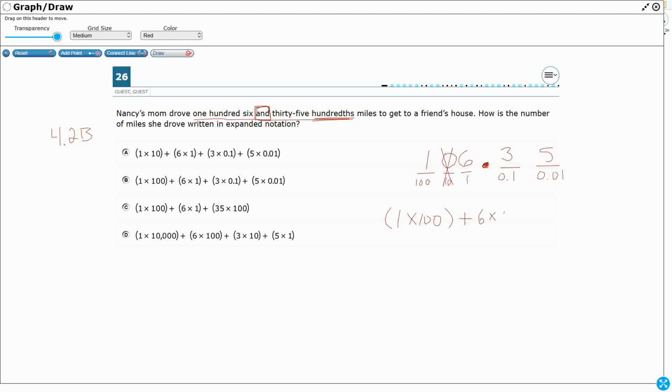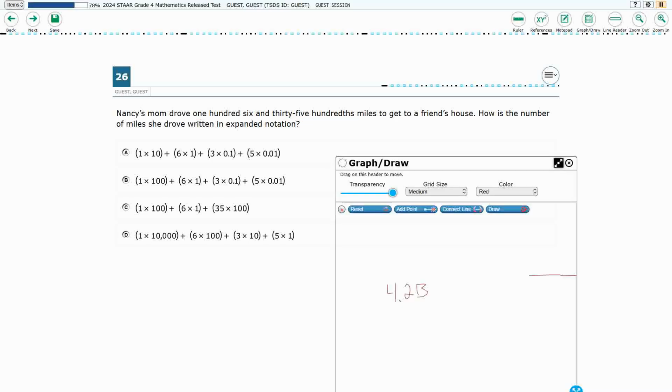6 times its place value, 1. Plus 3 times its place value, 1/10. And then 5 times its place value, 1/100th, or 0.01. And we have all that, and we see that our answer here is going to be B.